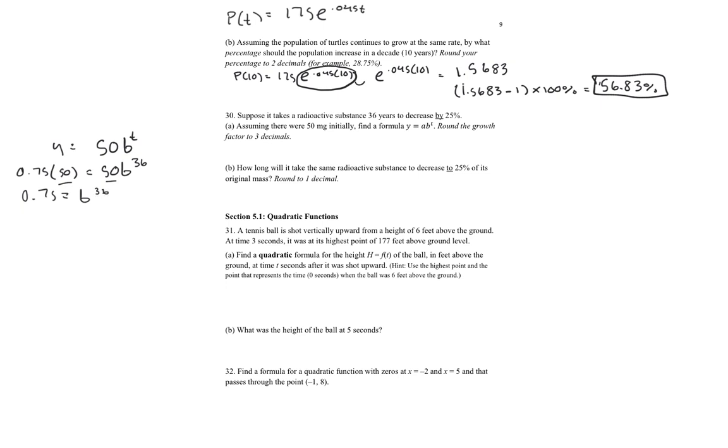All right. So then we can take the 36th root of both sides. I'll put that in my calculator real quick, the 36th root of 0.75, and we get b is equal to, and it says 3 decimals, 0.992. Okay, so then if we set that up as our equation, we'll get y is equal to 50 times 0.992 to the t.